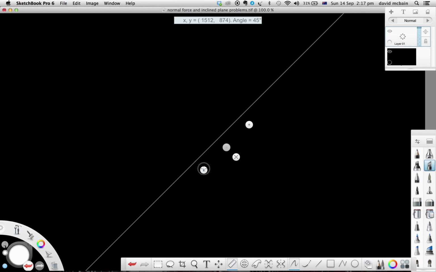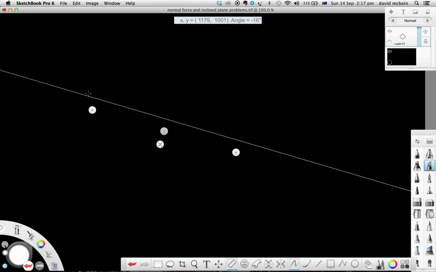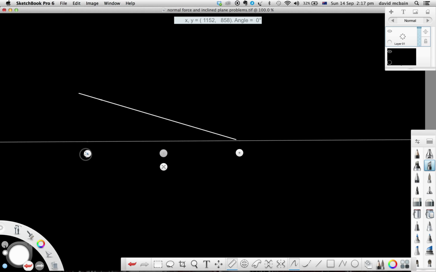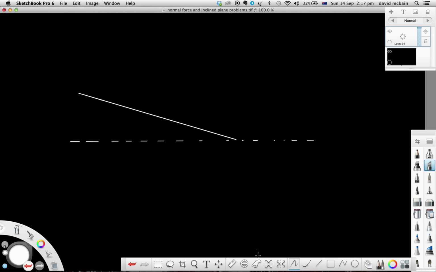So we'll use a ruler this time, I think. So there's our ramp, and we know that it's 15 degrees in there. I'm not going to draw the elaborate little skateboard thing. I'm just going to draw a block. Okay. So let's now mark in our forces.